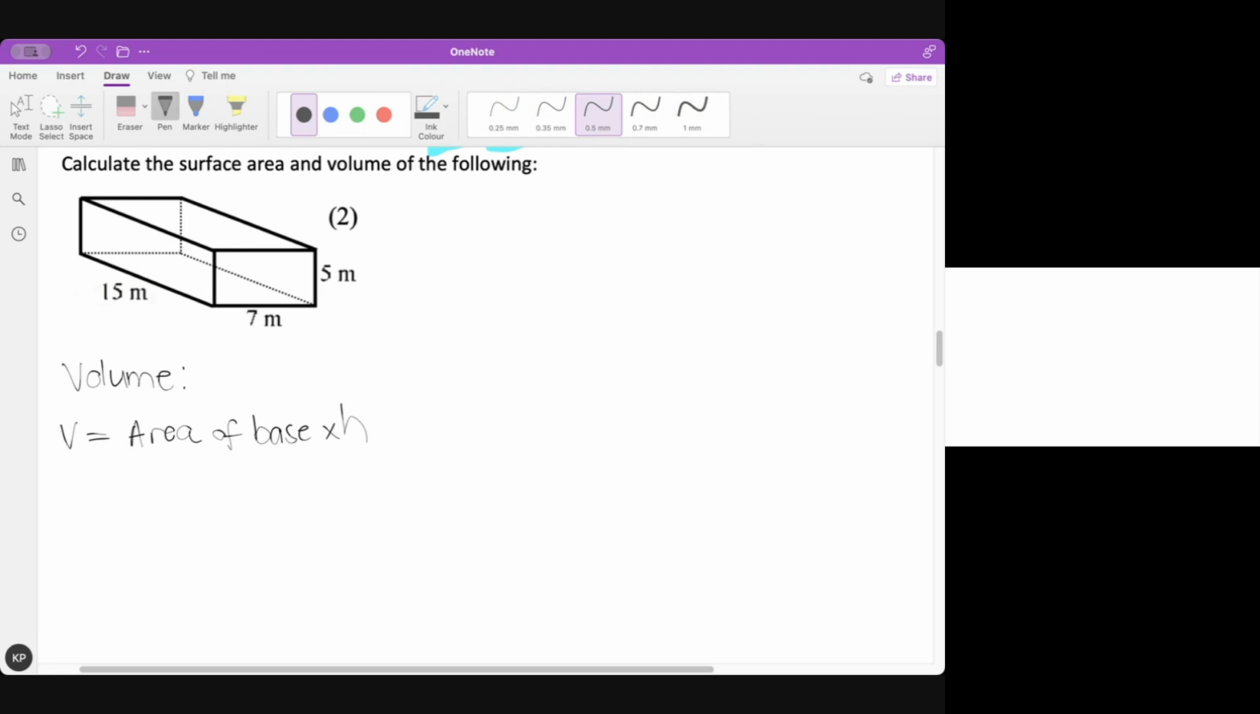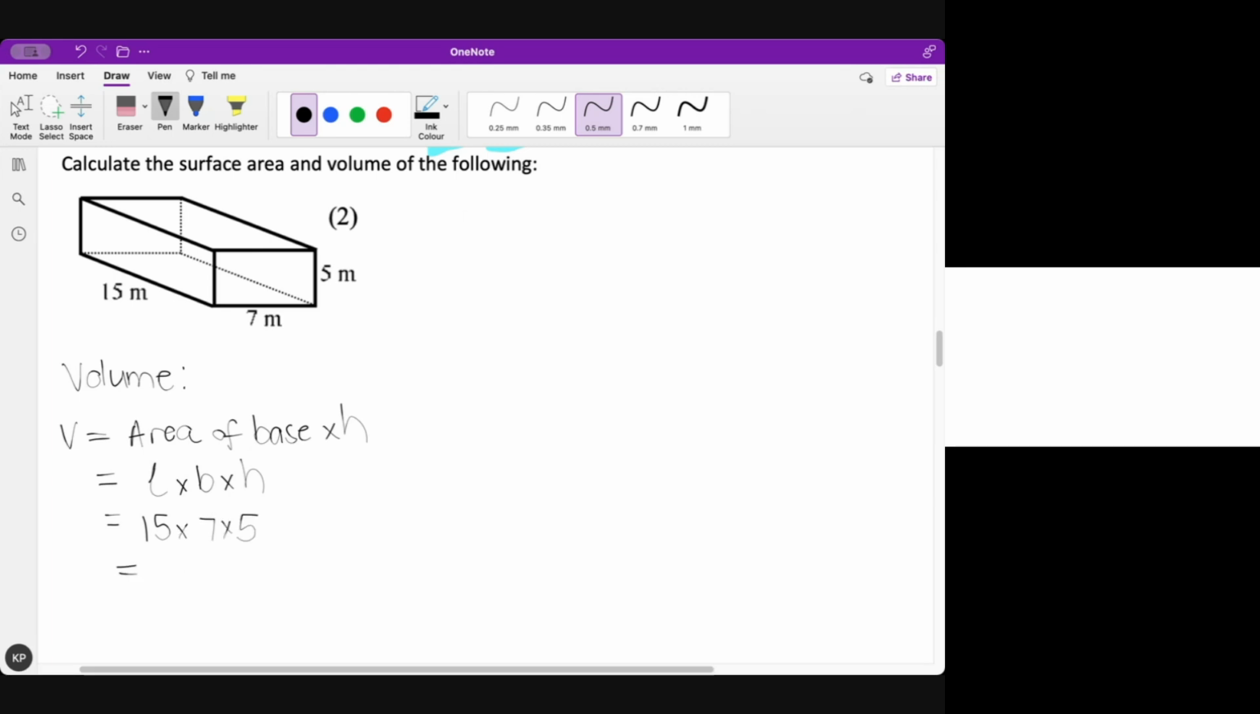You guys agree? So can you imagine you're in a test and you wrote base times height, and now you're looking at this and you're like, what? This can't be right. 15 times 5. No. Do you see what I mean? So area of the base times height. In this case, a base is a rectangle. So then it's length times the breadth times the height, which is 15 times 7 times 5.